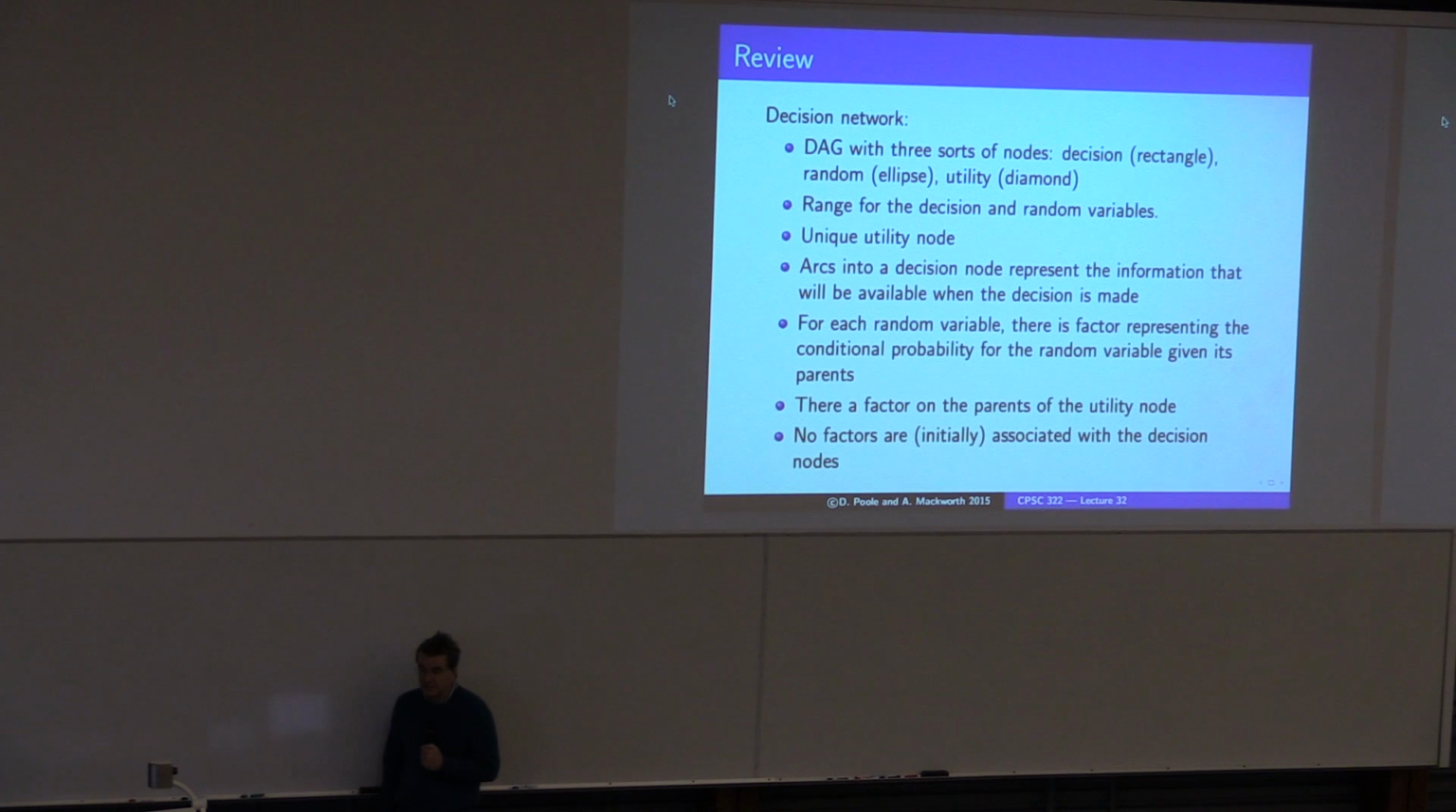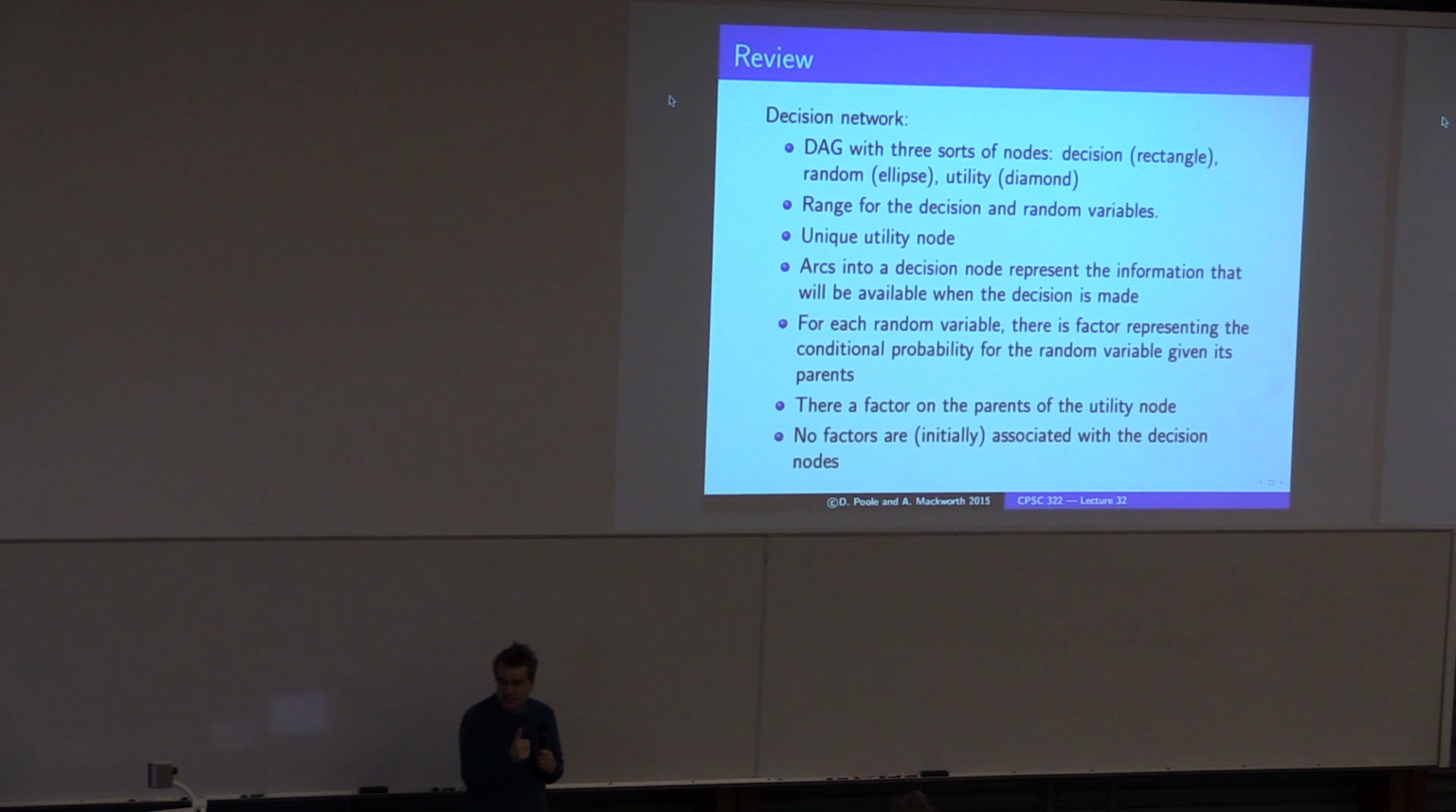And the idea is that the decision network has 3 types of nodes. There's decision nodes, which we draw as a rectangle, random nodes, which we draw as an ellipse or a circle, and the utility node, which is a diamond. Each of them has a range, which is a set of possible values, but only for the decision and random variables. The utility variable doesn't have a range. There's a unique utility node that specifies what our value is.